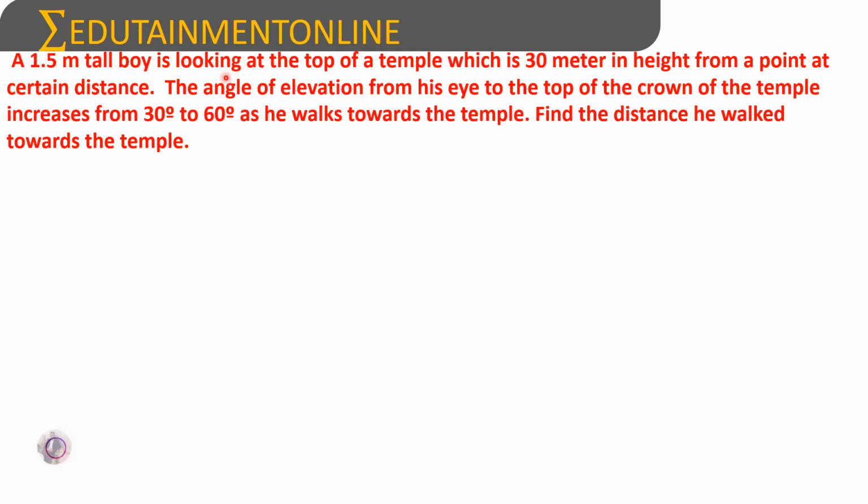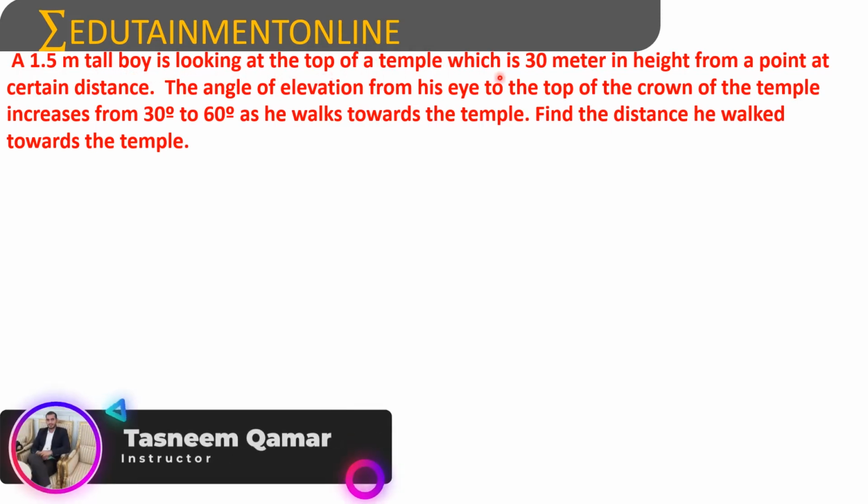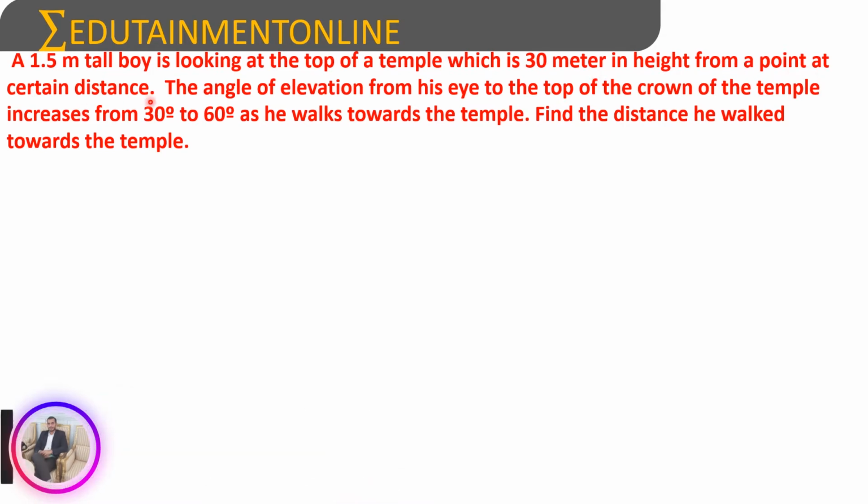A 1.5 meter tall boy is looking at the top of the temple, which is 30 meters in height, from a point at a certain distance. The angle of elevation from his eye to the top of the crown of the temple increases from 30 degrees to 60 degrees as he walks towards the temple. Find the distance he walked towards the temple.